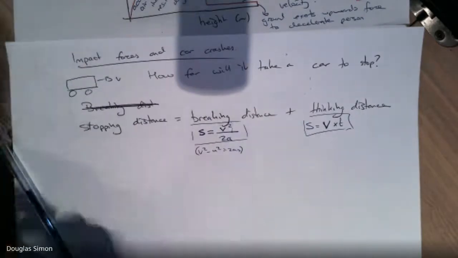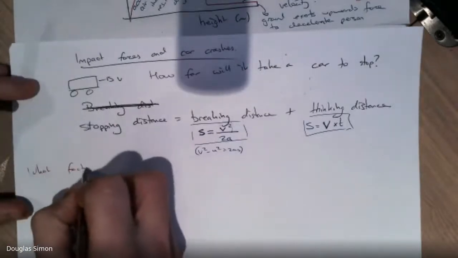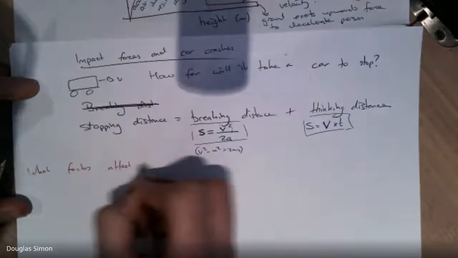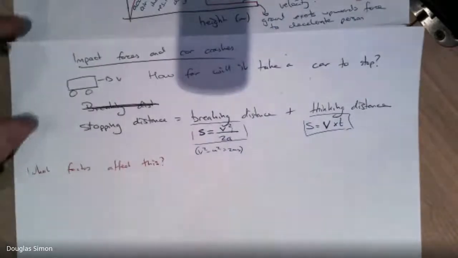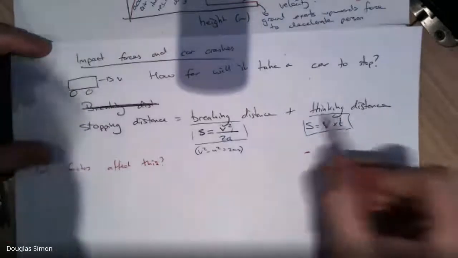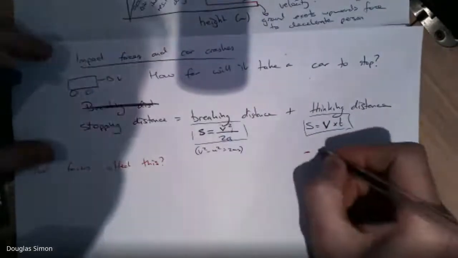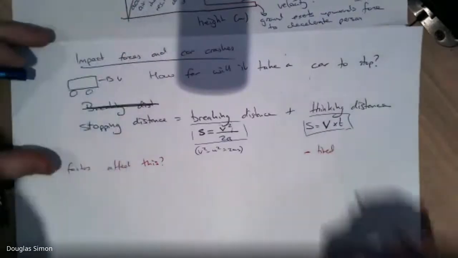Okay. What factors affect this? So this is really kind of common sense. What would affect how long it takes you to think? So your reaction time, things like being tired, if you stayed up all night to watch a Super Bowl. Drunk. Yep, Sammy? Is being drunk on.